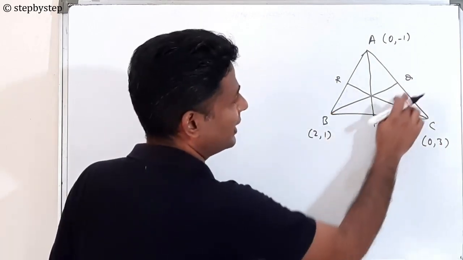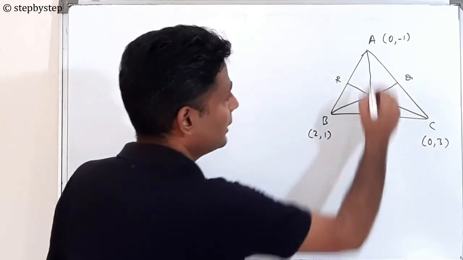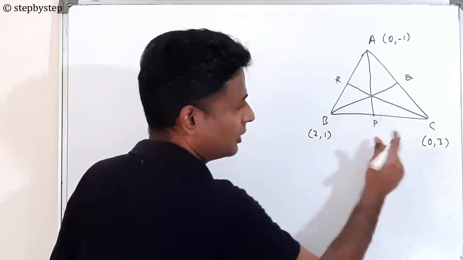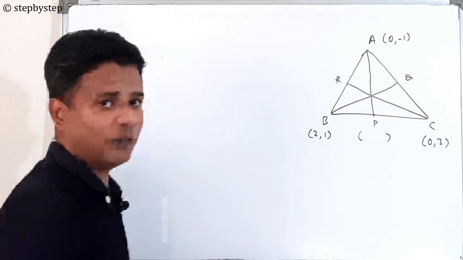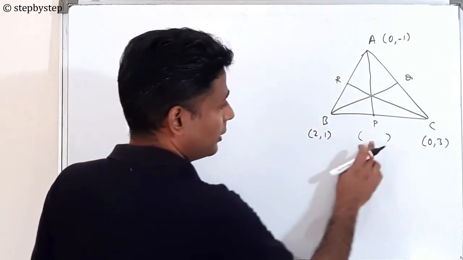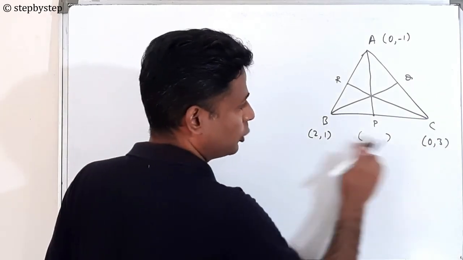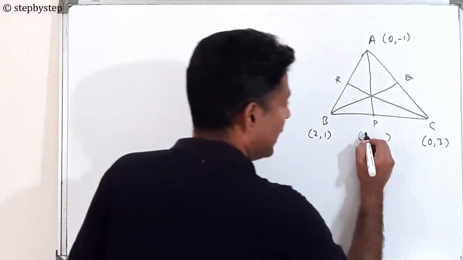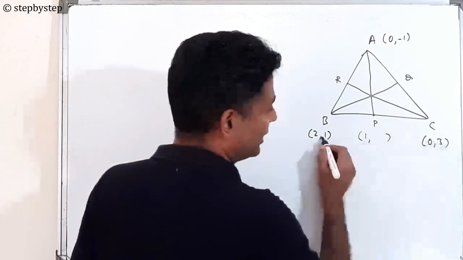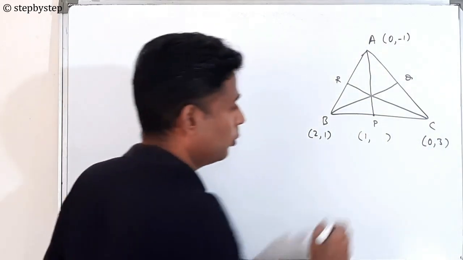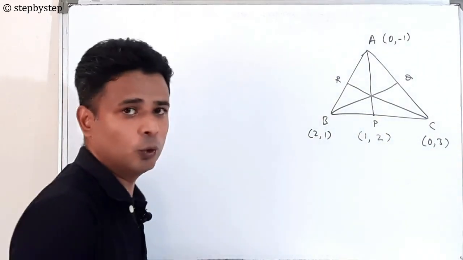But we do not know the coordinates of P, Q, R. How do we find them? Since this is a median, this side is equal to this side, which means P is the midpoint. So using the midpoint formula, we can find the coordinates of P. The x coordinate will be x1 plus x2 by 2, that is 2 plus 0 by 2, that is 1. And the y coordinate will be y1 plus y2 by 2, that is 1 plus 3 by 2, 4 by 2, that is 2.